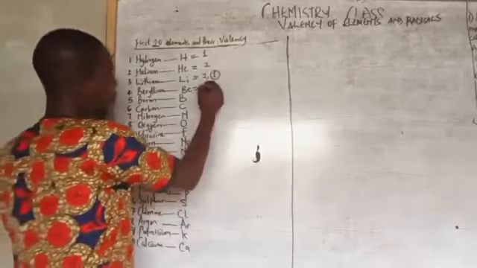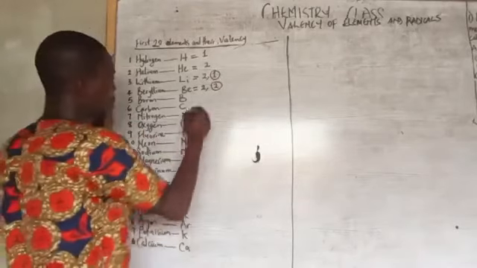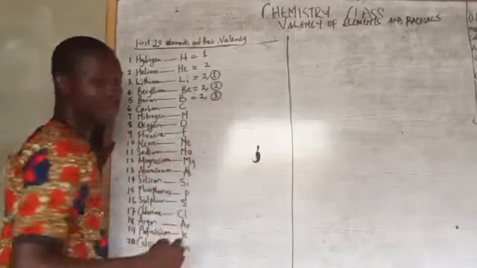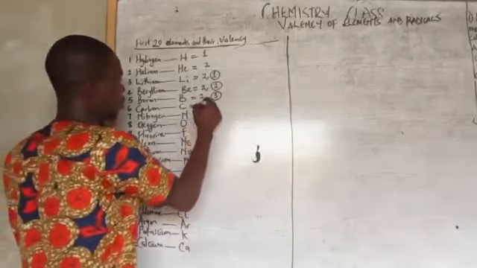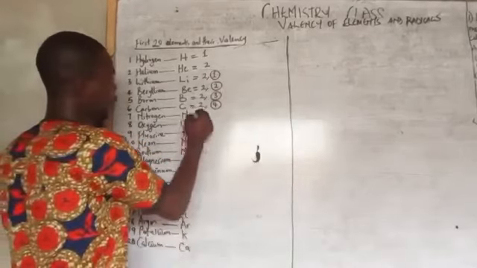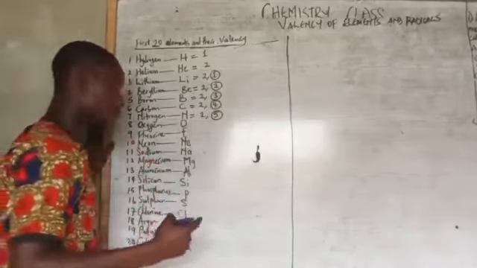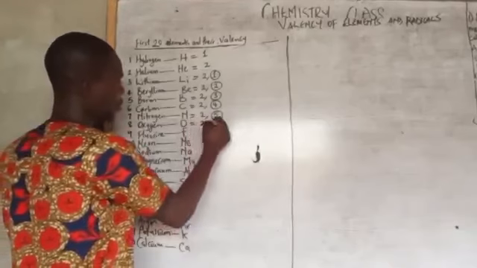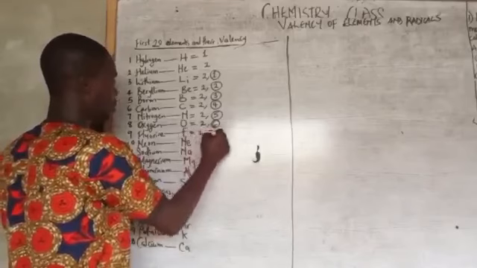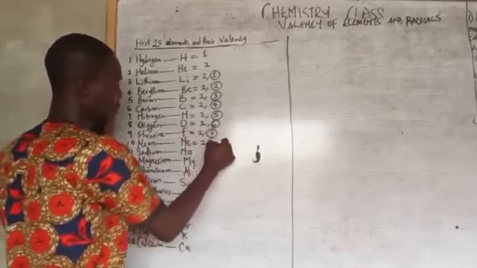For beryllium, 2, 2. The valence electron is 2. For boron, 2, 3. The valence electron is 3. Carbon, 2, 4. Valence electron is 4. Nitrogen, 2, 5. Valence electron is 5. Oxygen, 2, 6. Fluorine, 2, 7. Neon, 2, 8.